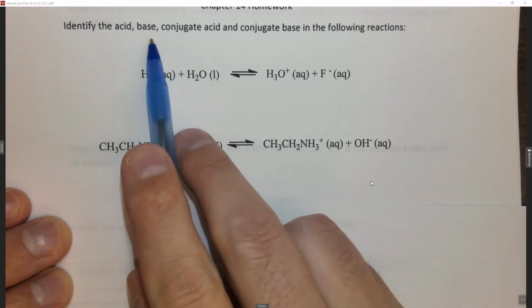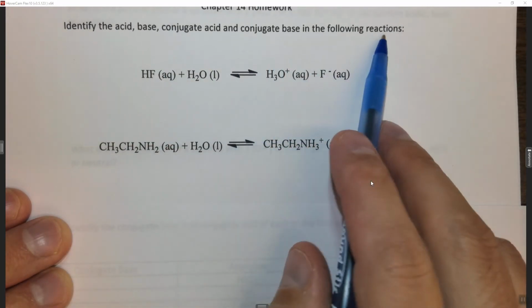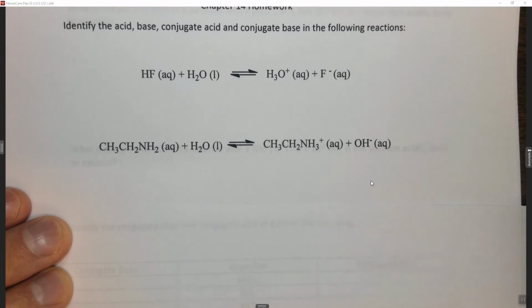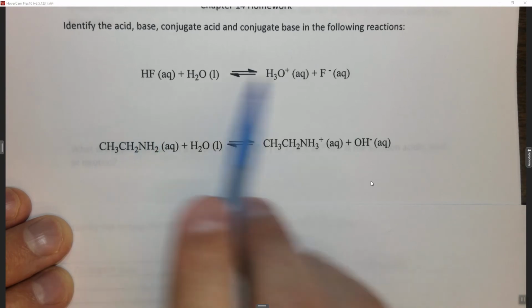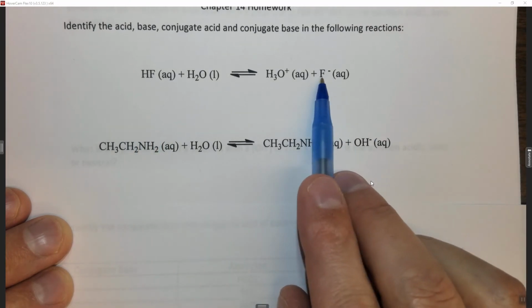The question says, identify the acid, base, conjugate acid, and conjugate base in each of the following reactions. So acids are going to donate protons, and bases are going to accept protons. And this is the Bronsted-Lowry theory of acids and bases. So if we look here, HF becomes F minus.